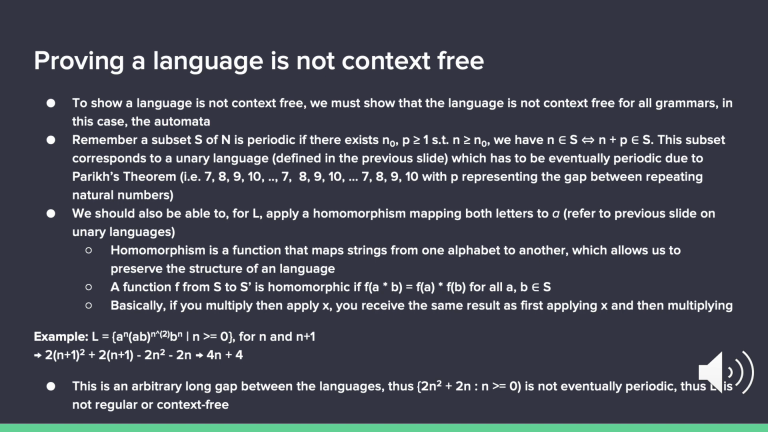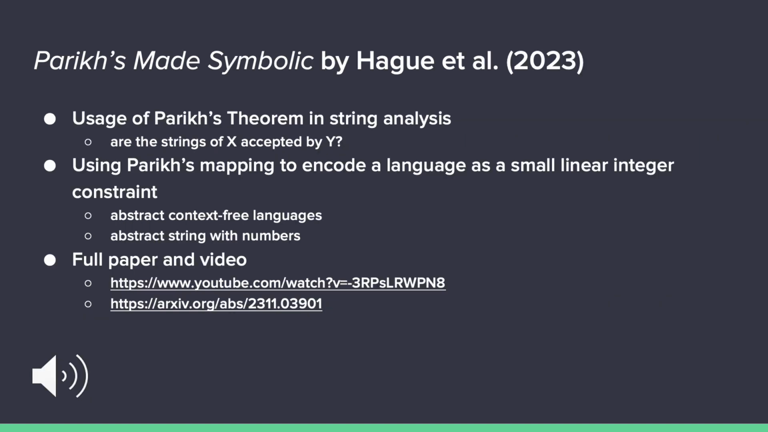An example is shown below for our language using induction to show n to n plus 1 for those two cases. And we can see that after simplifying this particular language, there's an arbitrarily long gap between the elements, and thus 2 to the n squared plus 2n for natural numbers n greater than or equal to 0 is not eventually periodic. So because it is not periodic, like we had mentioned in the previous slide, L prime is not regular nor context-free. So now we will talk about Parikh's theorem made symbolic by Hague in 2023.